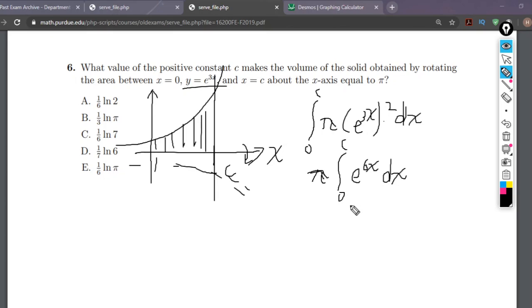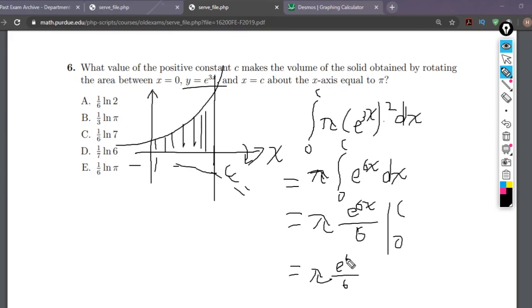Then you would get pi of 1/6 of e to the 6x, evaluated at c and 0. Let's do one more step. So pi of e to the 6c, plugging c in, minus pi of e to the 0. e to the 0 is 1, so that's just pi over 6.